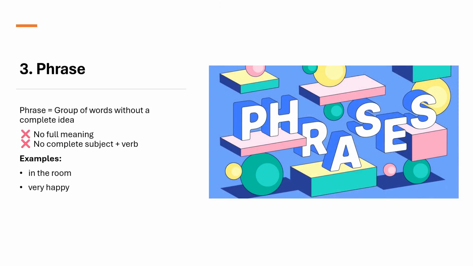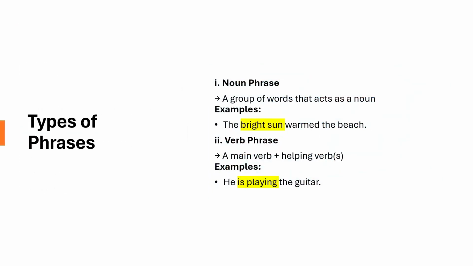Next, we have phrase. A phrase is a group of words, but it does not give a complete meaning. For example, in the room. We don't know what is happening, so it is incomplete. Also, a phrase does not have both a subject and a verb together. Now, there are different types of phrases depending on their function.